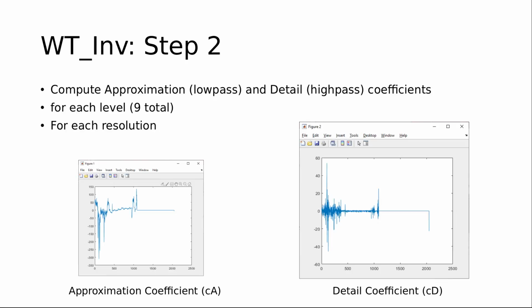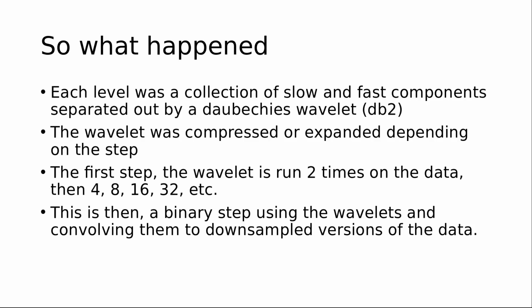When you do this, you're going to get 2 outputs at each step. When you do the first one, you're going to get what's called an approximation and a detail coefficient. So it's 2 values: one is the low pass, one is the high pass. At each level, it will give a different weight of each one. As the resolution gets lower and lower, the detail becomes more and more, and the approximation becomes less and less. And again, you have 9 total of these.